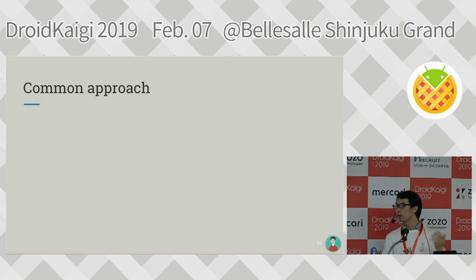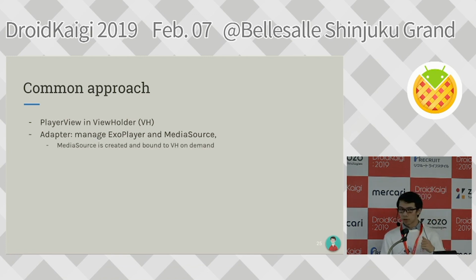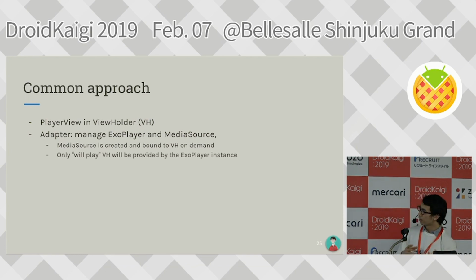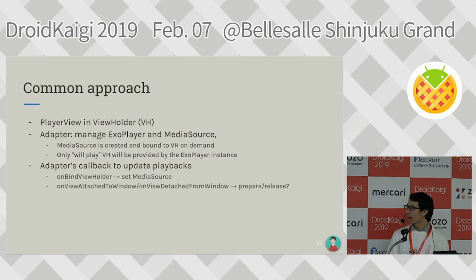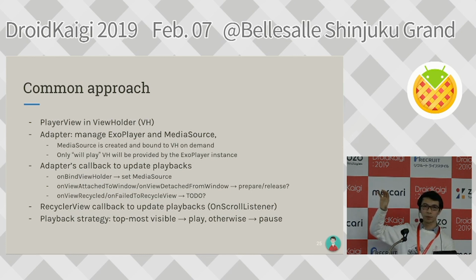So next, I want to go really quickly through one common approach on the internet. They use the player view and use the adapter to manage the instances and the media source. So when you are on bind view holder, I believe they create the media source on demand and bind it to the view holder. And when the video is in will-play mode, it creates a player instance and gives it to the view holder. And when this view holder is in will-pause or will-release mode, it takes that back. They rely on the callbacks of the adapter or RecyclerView to find the best one to play and decide which to pause. Most of the time, I see the one on top will play and the others get paused.